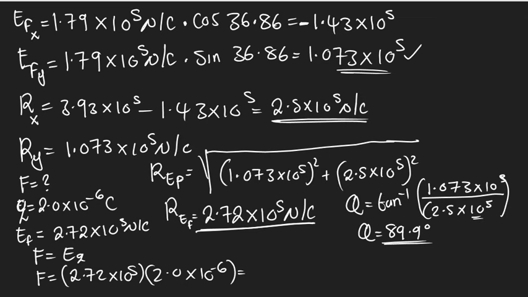Okay, 2.72 multiplied by 10 to the power 5 multiplied by 2.0 multiplied by 10 to the power -6. Okay, we are getting the force of 0.544 newtons. Okay, basically this is what we are able to get, for everything when you calculate that.